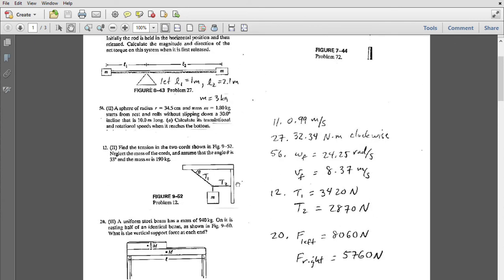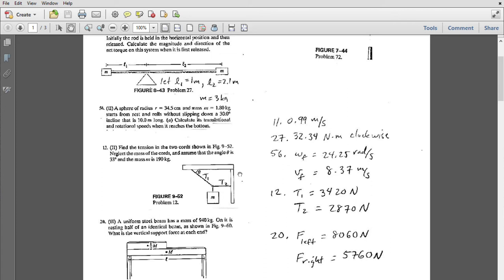Problem 56. A sphere of radius 34.5 centimeters and a certain mass starts from rest and rolls without slipping down a 30-degree incline that is 10 meters long. Calculate its translational and rotational speeds when it reaches the bottom. This sounds like an energy conservation kind of problem where we would say the system is the sphere plus Earth. Gravity is internal. We could take the friction and normal forces to be external. Friction and normal forces are doing zero work, so the net work by external forces is 0, and that's equal to the change in kinetic energy.